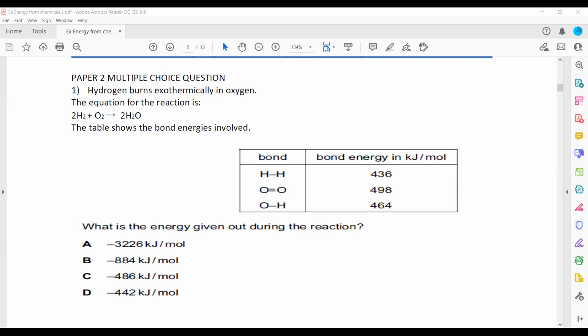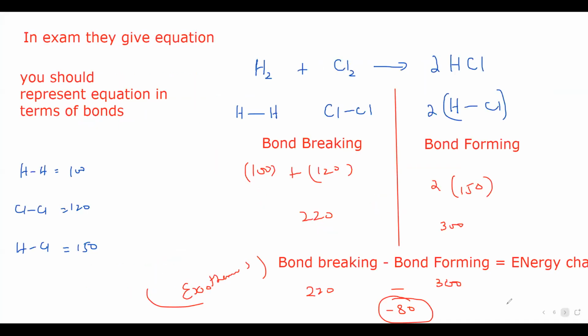The equation is given, so first what we have to do is show the bonds. The equation was 2H2 plus O2 gives 2H2O. We have to show the structure of hydrogen, oxygen and water. So how can we represent the structure of hydrogen, oxygen and water?